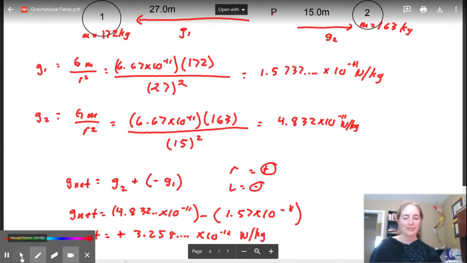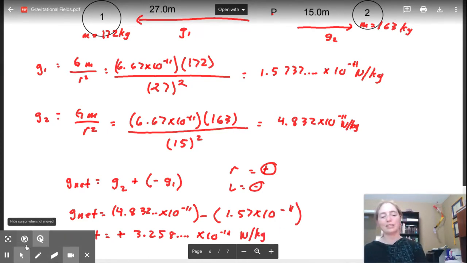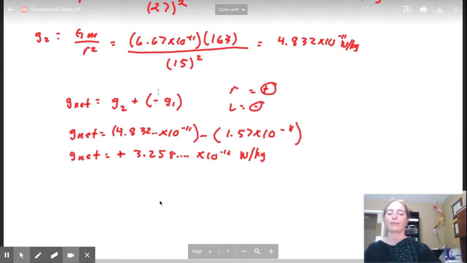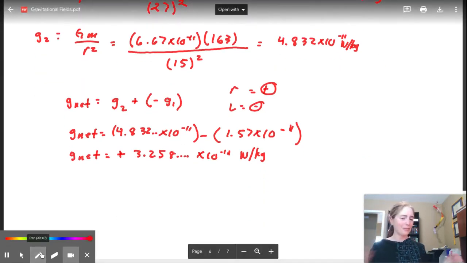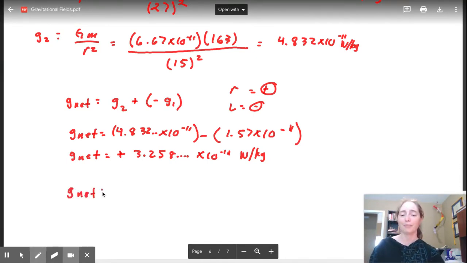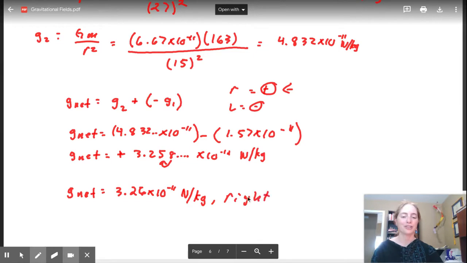All right, time for sig digs and units before I deduct myself half a point. And I also don't have my direction here. I would lose a whole point on that one. Goodness, can't have that now, can we? So sig digs, rounding, units. I want 3 sig digs, so that's going to round upwards. So 3.26 times 10 to the power of negative 11 newtons per kilogram. And I wound up with a positive number, and the positive number is to the right. So my direction is right.